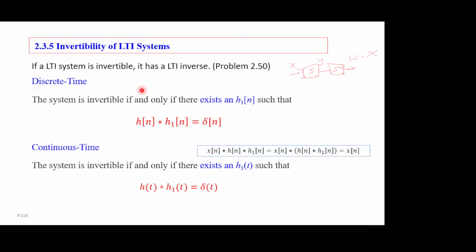So the only if direction means that we're trying to go from invertible to this thing. So it's invertible, then it has an inverse, and we also say the inverse is LTI. Then this LTI inverse is described by some impulse response h1. Then we can check, with basically the same thing, that h convoluted with h1 must be equal to delta.